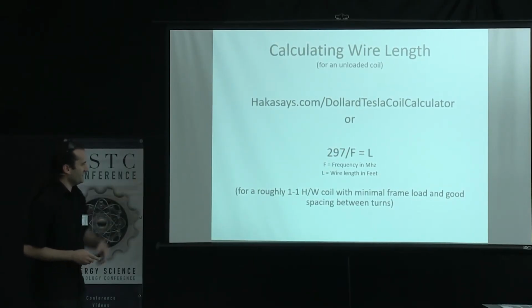Other ballpark, because of the velocity factor, instead of I think it's 243 divided by the length in feet, it's 297 divided by frequency in megahertz equals the wire length in feet. We'll get you in the ballpark.